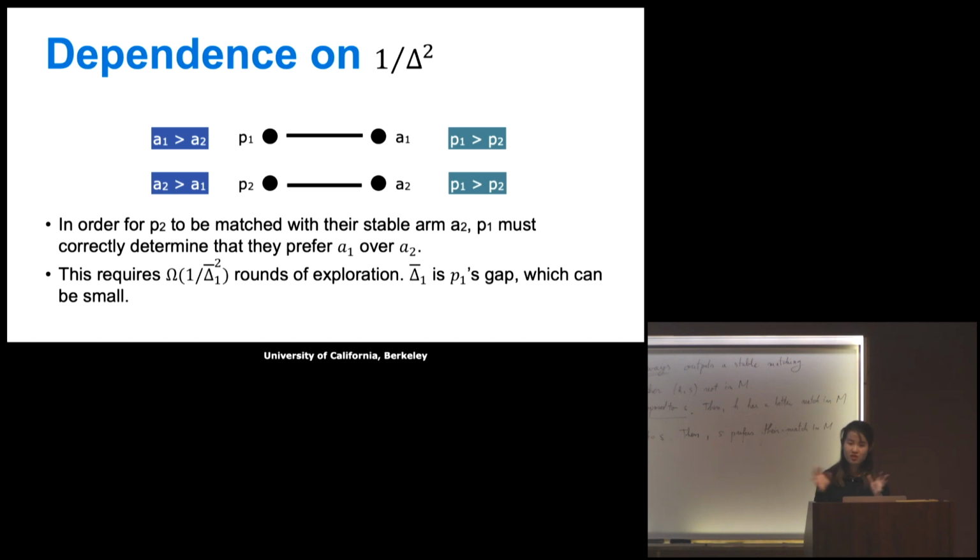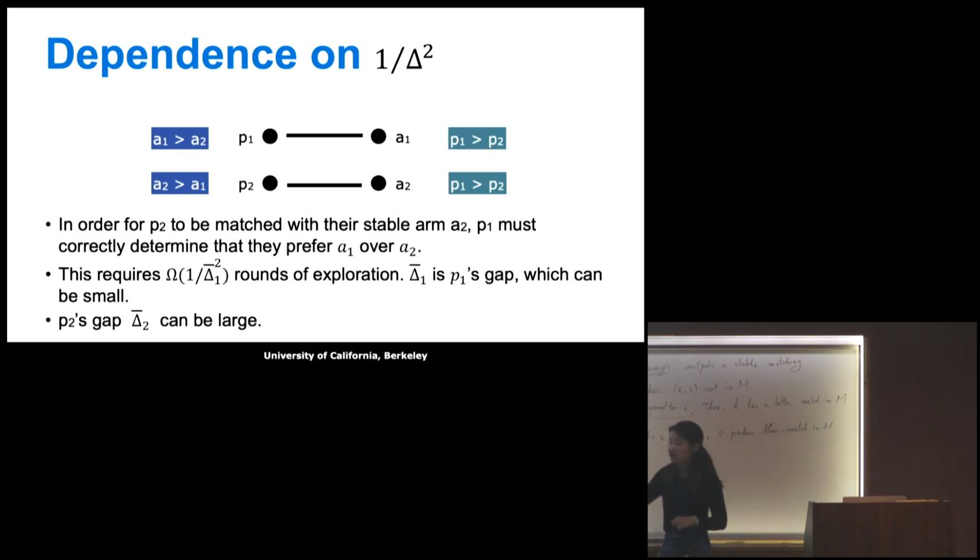But during these rounds, player 2 will have to pull arm 1, and player 2 will lose its own gap between arm 1 and arm 2. So in the worst case, player 2's regret actually depends on 1 over player 1's gap squared, and that dependence holds in the worst case. In this very simple example, you can see player 2 is paying for player 1's exploration in some sense.